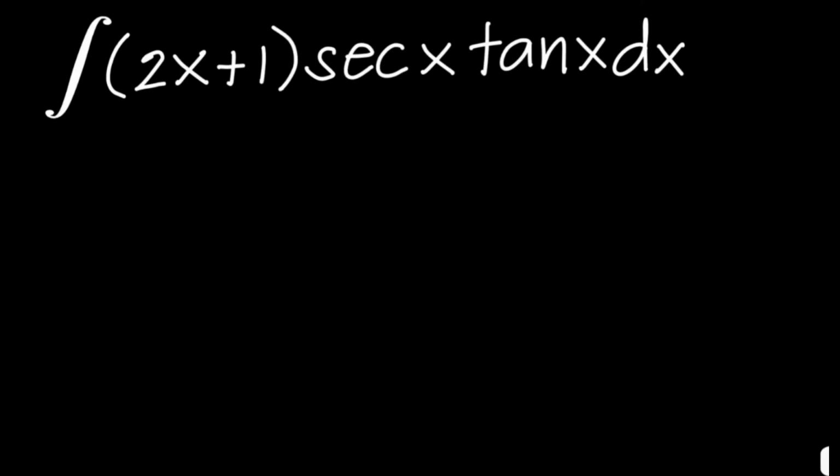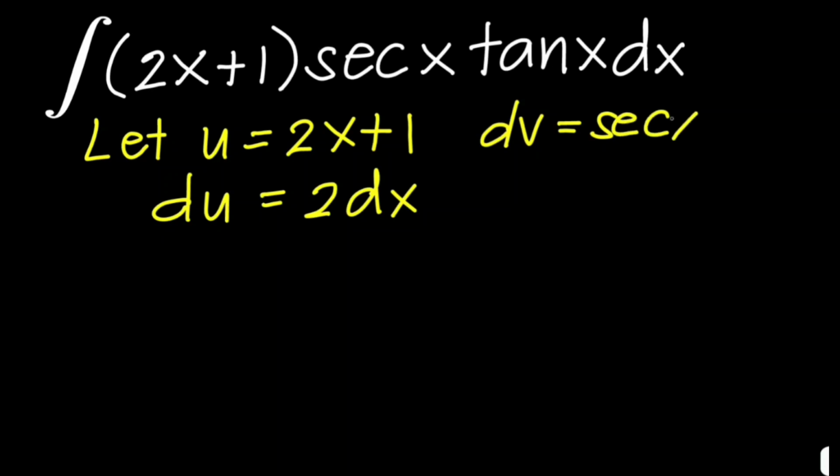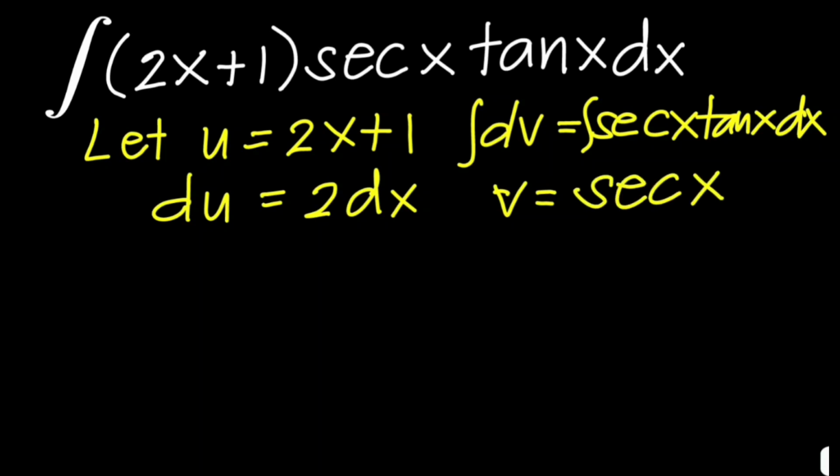Now, to solve this using integration by parts, we let u be equal to 2x plus 1. Then we get the derivative of u, du. So this is just 2 dx. Then our dv would be secant x tangent x dx. Then the integral of this: we have v equals the integral of secant x tangent x dx, which is just secant x.